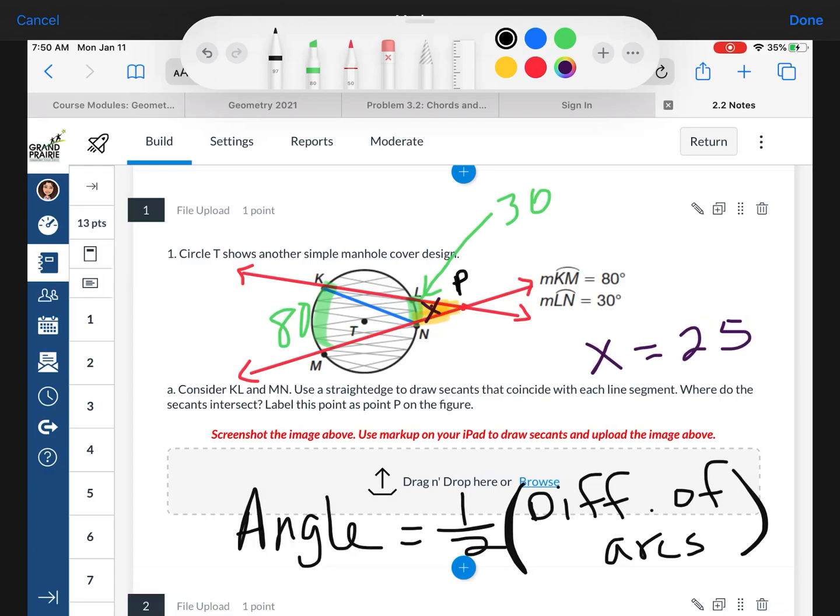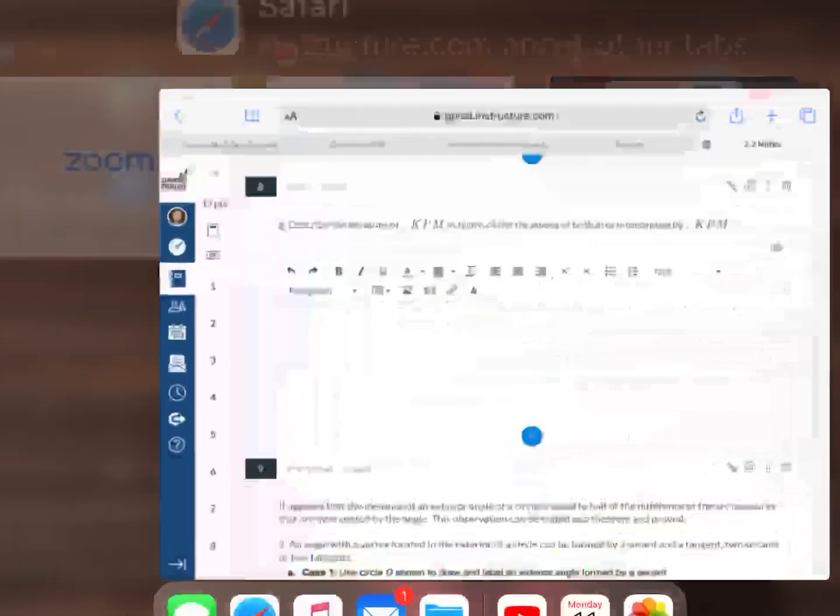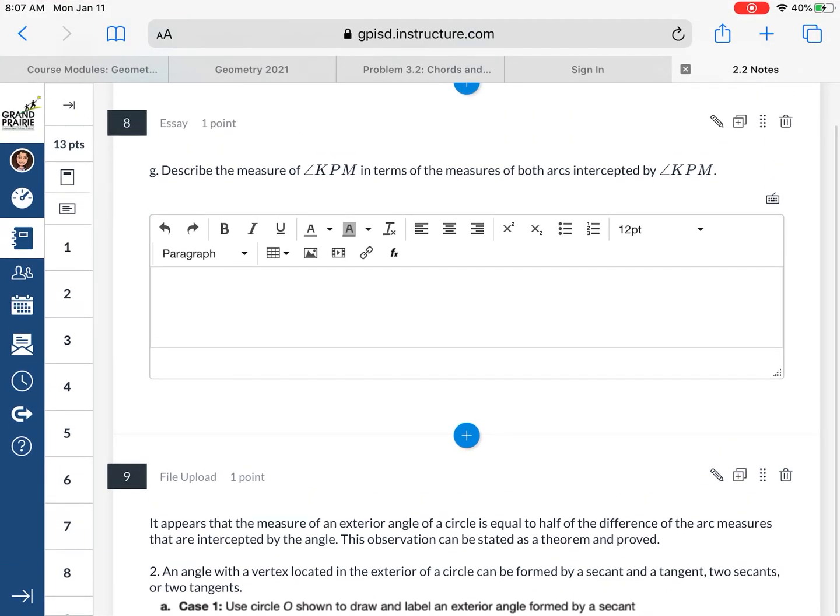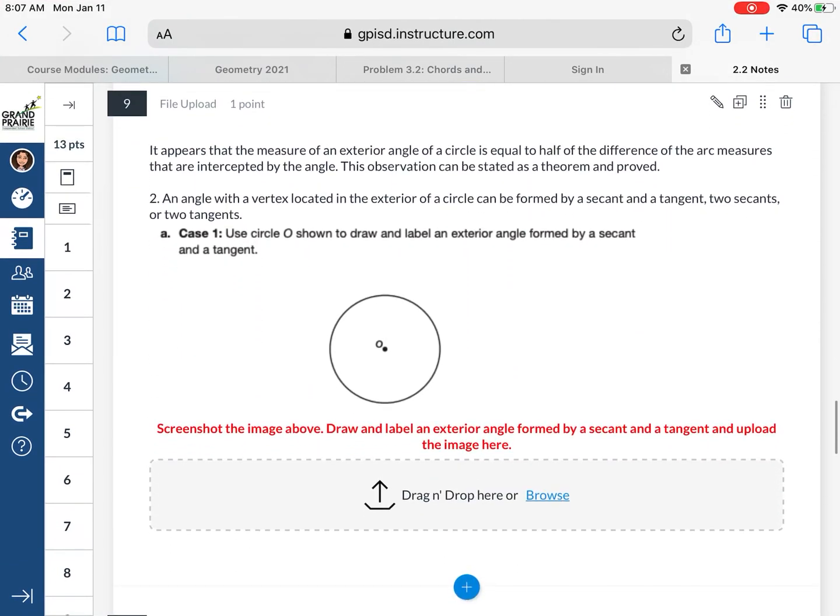So if you take 80 and you subtract the smaller one, so the big one minus the smaller one, 80 minus 30, you get 50. Then you take 50, you divide it by 2, and you get 25. I told you there was a shortcut. Okay? Let's go on to number 9.